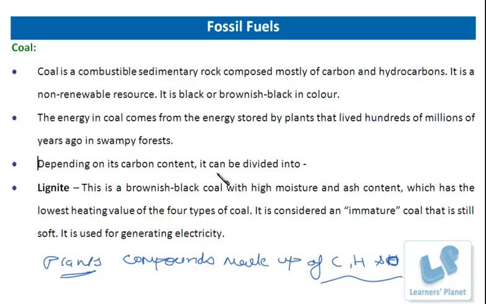Depending on its carbon content, coal is divided into different types. See, different types of coals are there, but depending on the carbon content, the more is the carbon... Let's see what it is first. I'll not go deep into it.